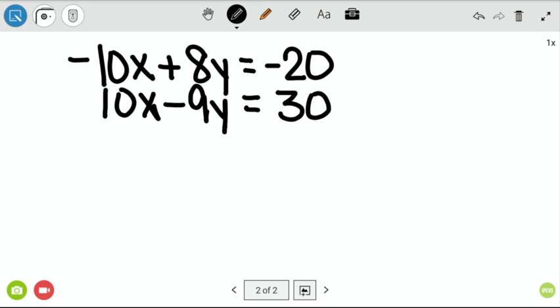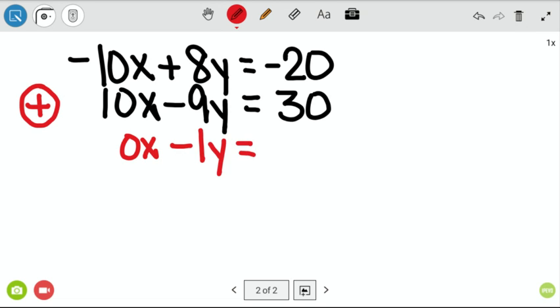So if we look at this, we're looking for coefficients that are the same. In this case, we both have a 10x. One's a positive and one's a negative. So in order for this to become 0, negative 10 and positive 10 become 0. We are going to add our columns. So negative 10 plus 10 is a 0. Then positive 8 plus a negative 9, which is like 8 minus 9, that's a negative 1y. And then negative 20 plus 30 gives us a positive 10.